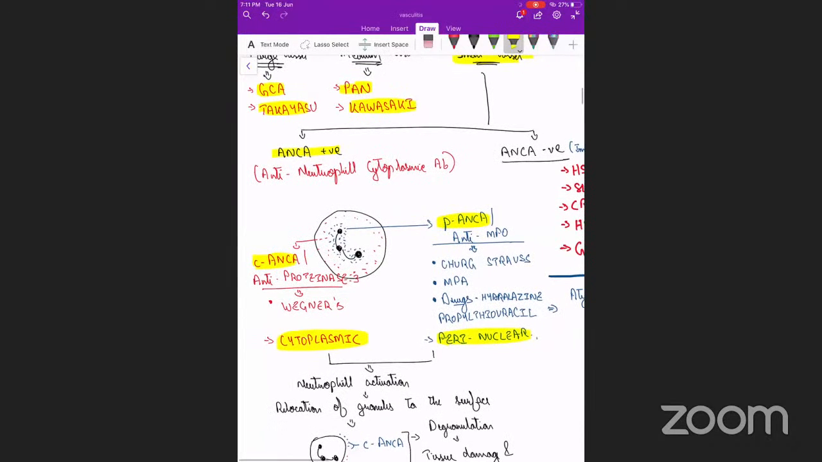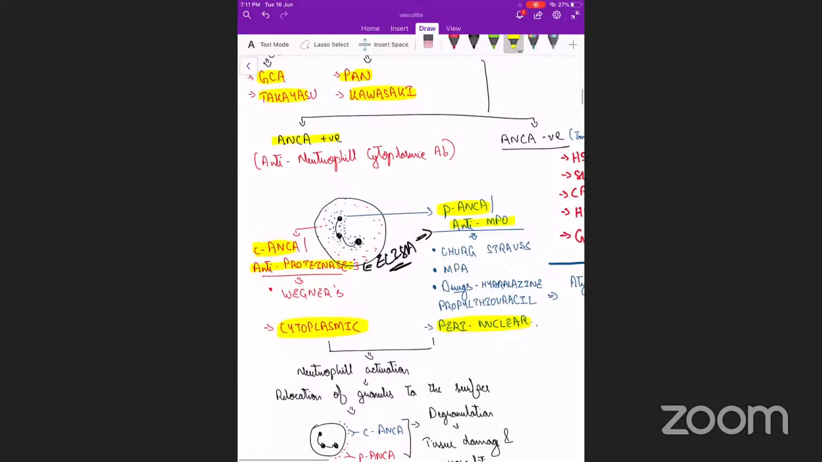And one more thing to satisfy for C-ANCA: on doing ELISA, antibodies will be against anti-proteinase 3 in case of C-ANCA, and anti-myeloperoxidase in case of P-ANCA. Okay, so what is C-ANCA? Predominantly, C-ANCA is granulomatosis with polyangiitis (Wegener's granulomatosis). Very, very important. Predominantly, P-ANCA will be Churg-Strauss, microscopic polyangiitis, and certain drugs like hydralazine and propylthiouracil. Very important. These two drugs can cause P-ANCA-mediated vasculitis, hydralazine and propylthiouracil.